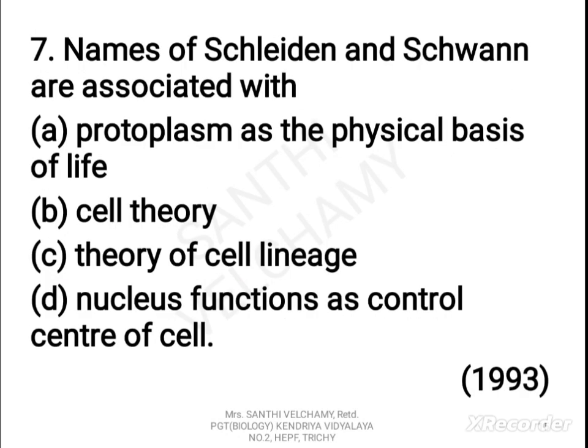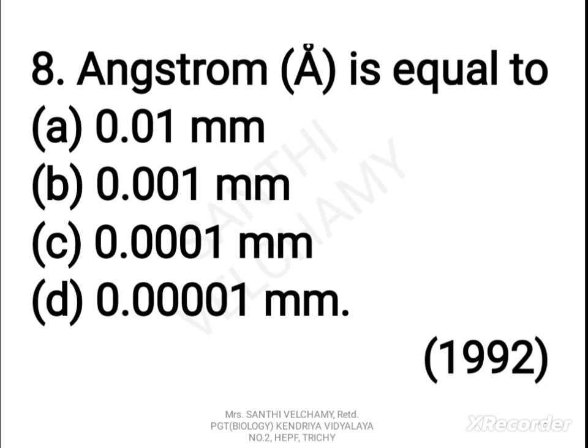Now the next question. Names of Schleiden and Schwann are associated with A. Protoplasm as physical basis of life, B. Cell theory, C. Theory of cell lineage, D. Nucleus functions as control center of cell. Now the correct answer is B. Cell theory. Names of Schleiden and Schwann were associated with cell theory in 1839. The concept that all living organisms are composed of cells is known as cell theory. Now the eighth question. Angstrom is equal to A. 0.01 millimeter, B. 0.001 millimeter, C. 0.0001 millimeter, D.